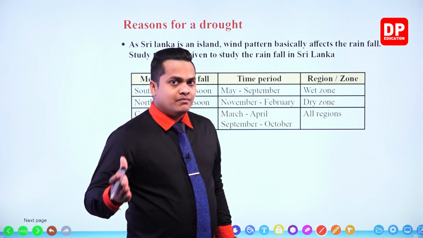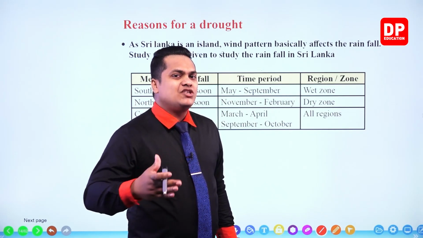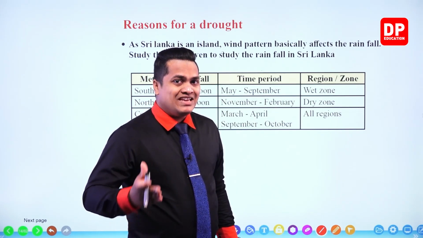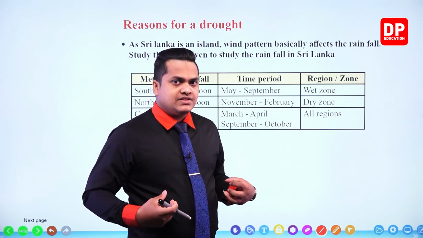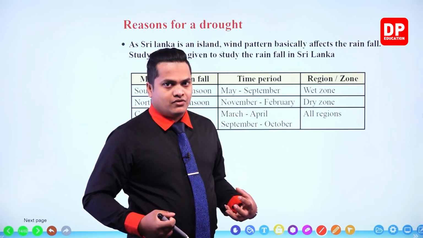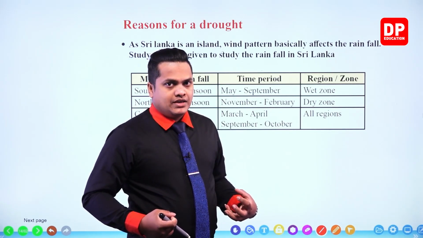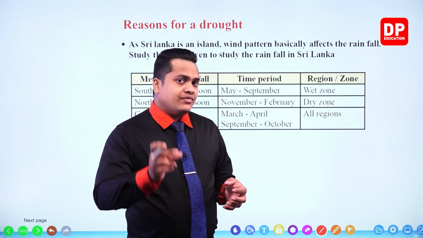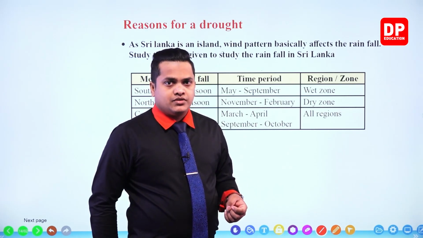During each month of May, in each year, my area receives plenty of rainfall. Okay. If this pattern is going to change, my dear children, then that will lead to a drought.